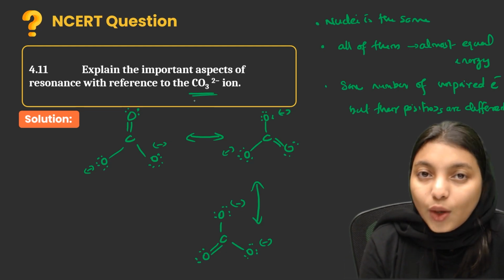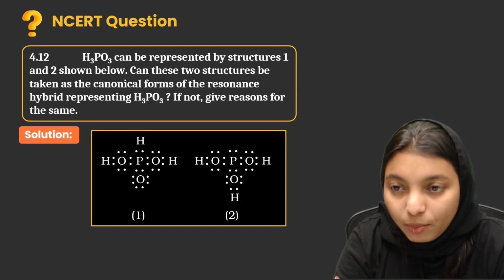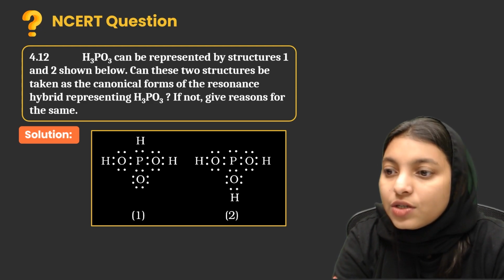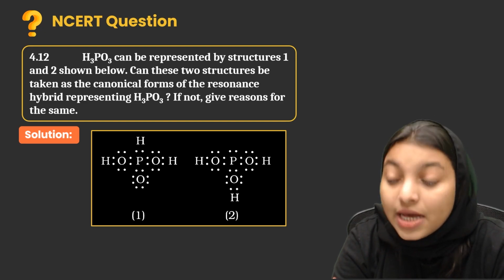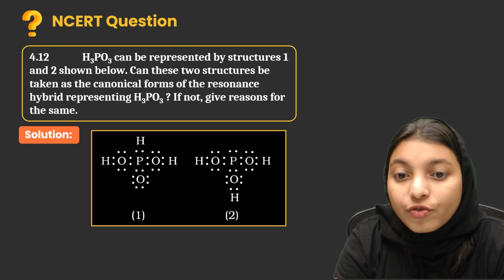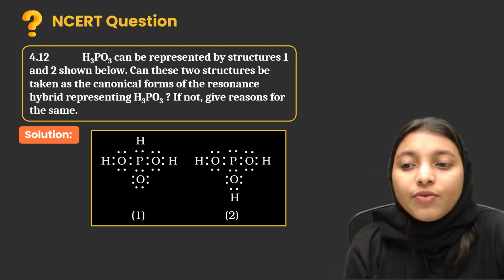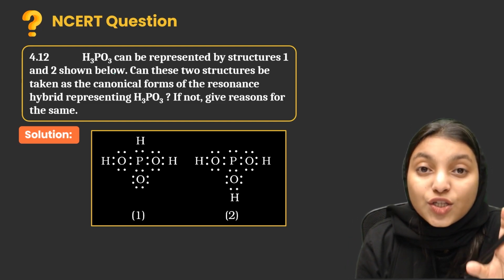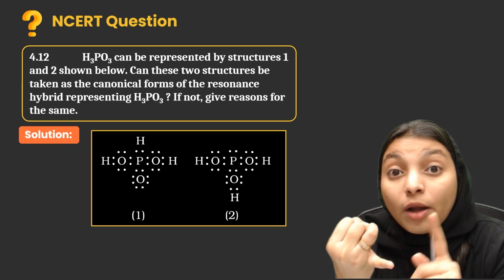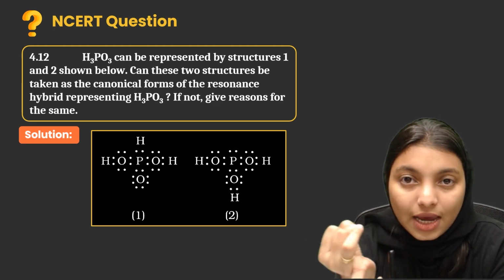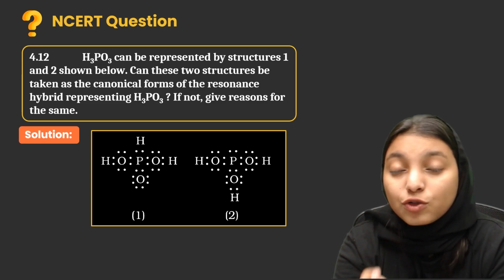H3PO3 can be represented by structures 1 and 2 as shown below. Can these two structures be taken as the canonical forms of the resonance hybrid representing H3PO3? If not, give the reason. We know that in the case of canonical forms or resonance forms, the nuclei must not change their position. It must be the same in every structure. Their energy must be the same. The number of unpaired electrons must be the same.